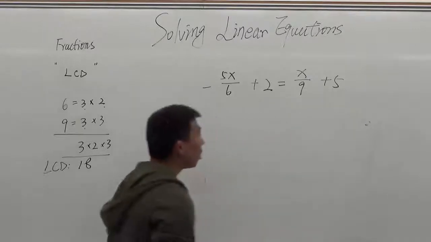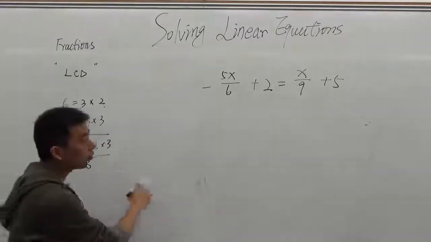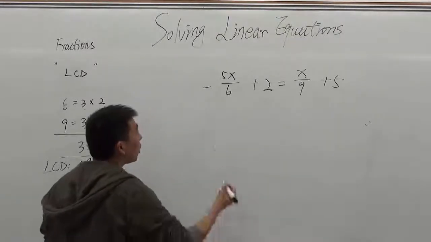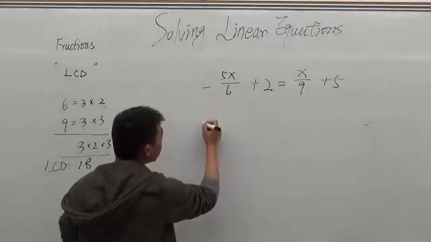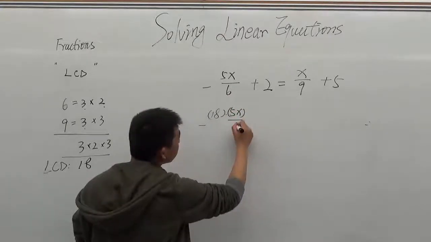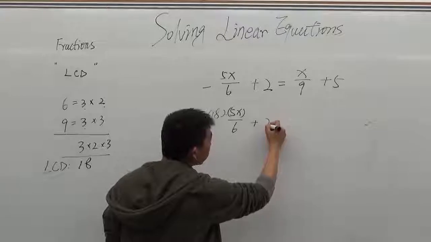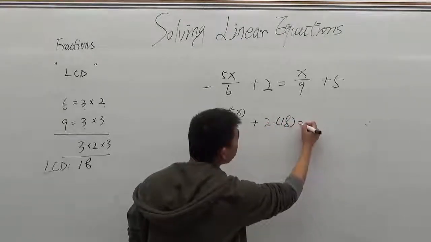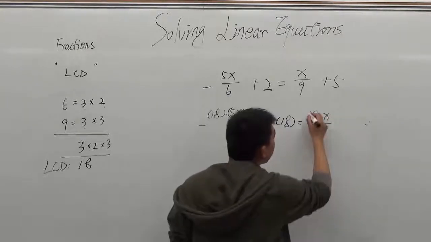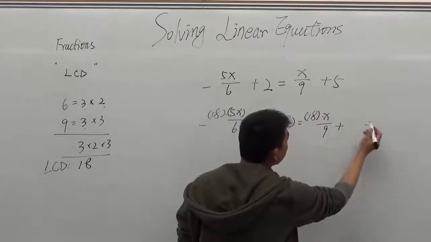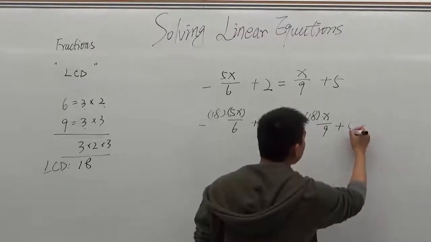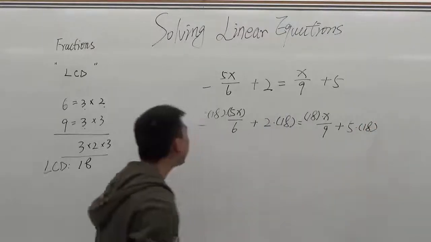Then we just multiply by 18 on both sides. Remember, when we multiply by the LCD, you have to multiply each term. So here is a negative, just write it down, 18 times 5x over 6 plus 2 times 18 equals 18 times x over 9, parentheses, plus 5 times 18. Then we can simplify it.